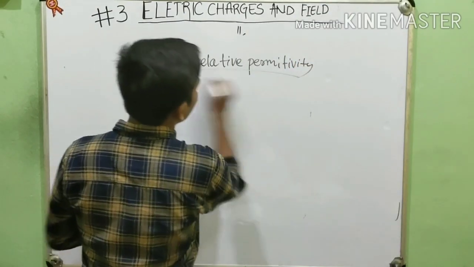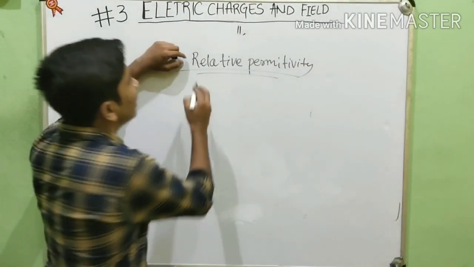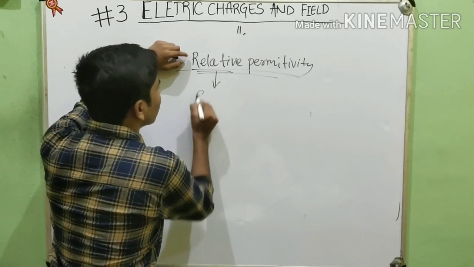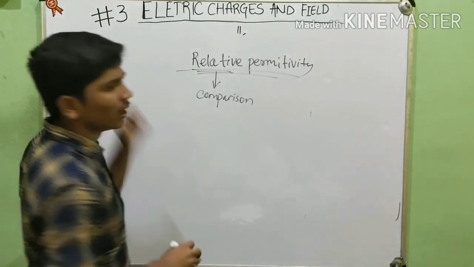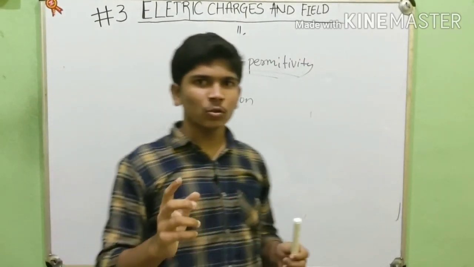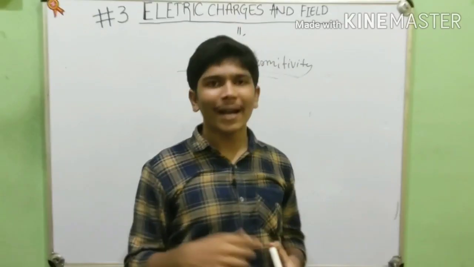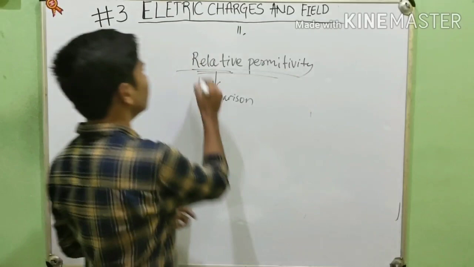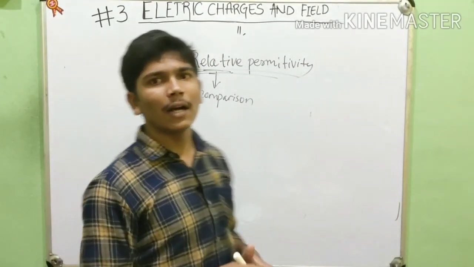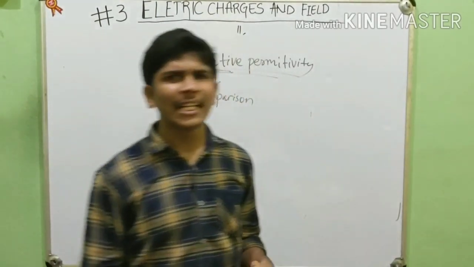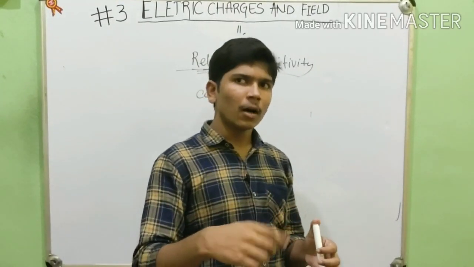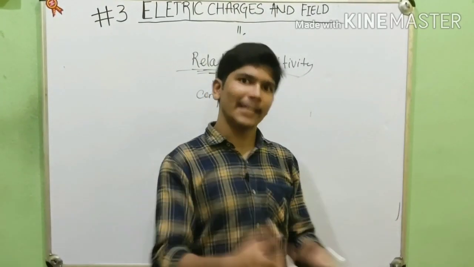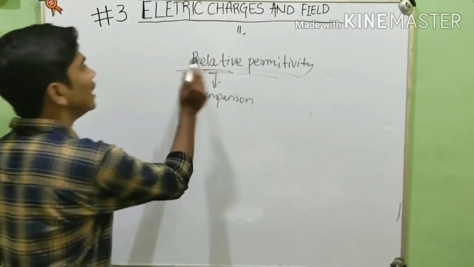Then what is the meaning of relative permittivity? Relative means comparison. If you compare your marks with the marks of a good student, that is relative. In 11th class you might have read relative velocity, where you compare the velocity of one object with respect to another medium. Like that, this is relative permittivity.